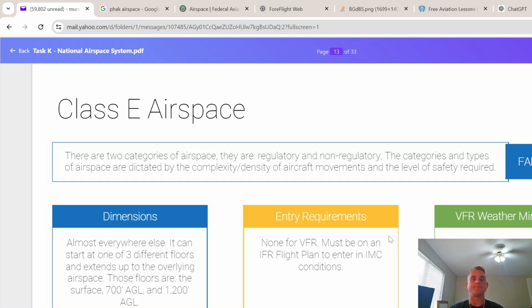Those floors are the surface, okay? And I'll give you examples of this later. 700 feet AGL and 1,200 feet AGL. So if you're like, what? Echo spans 3 surfaces. How does that make any sense? I'm going to show you in a second.